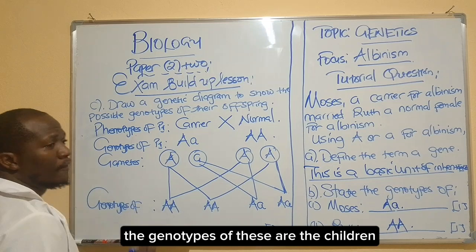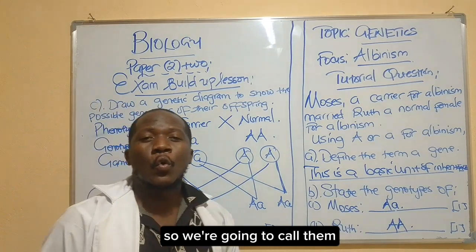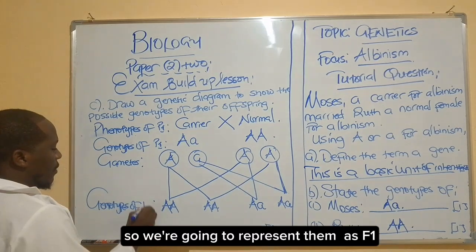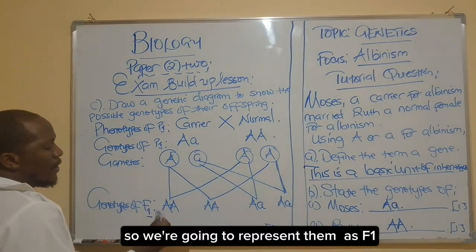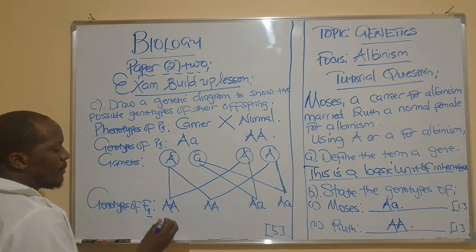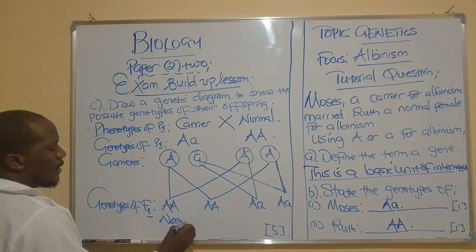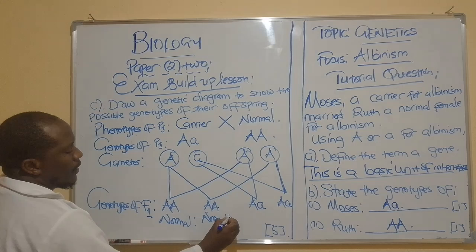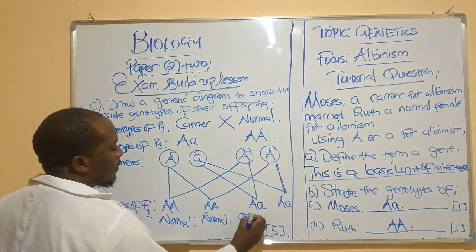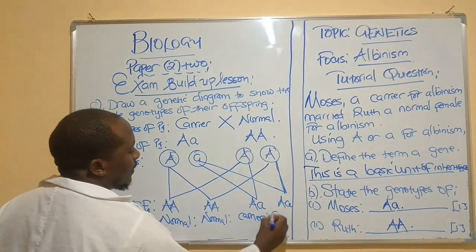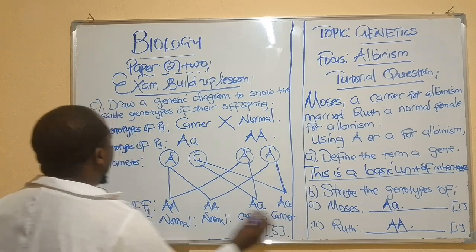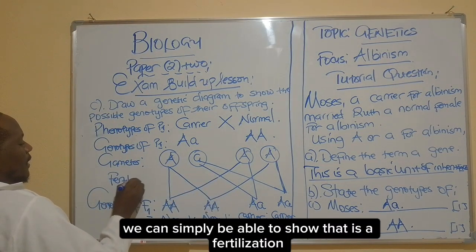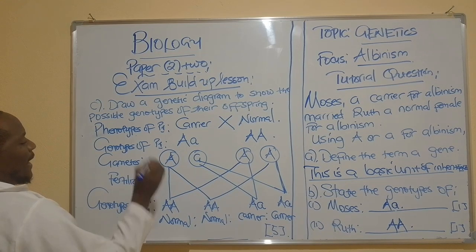The genotypes of these are the children, so we're going to call them the first generation. So we're going to represent them as F1. Then we're going to describe this capital letter and capital letter. We're going to say this one is normal. And then this one is also normal. And then this one is a carrier. And then this one is a carrier. And then here where they are intersecting, we can simply show fertilization like this.